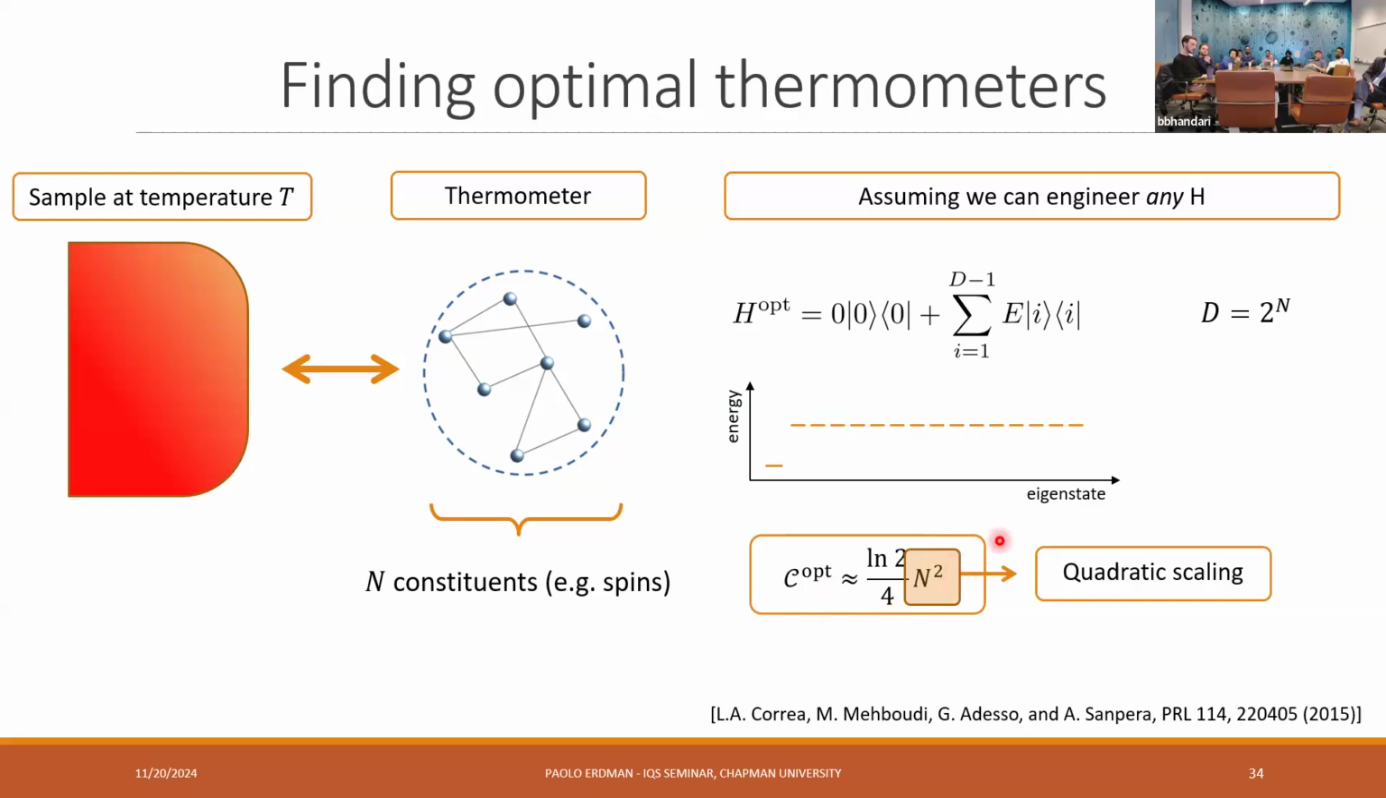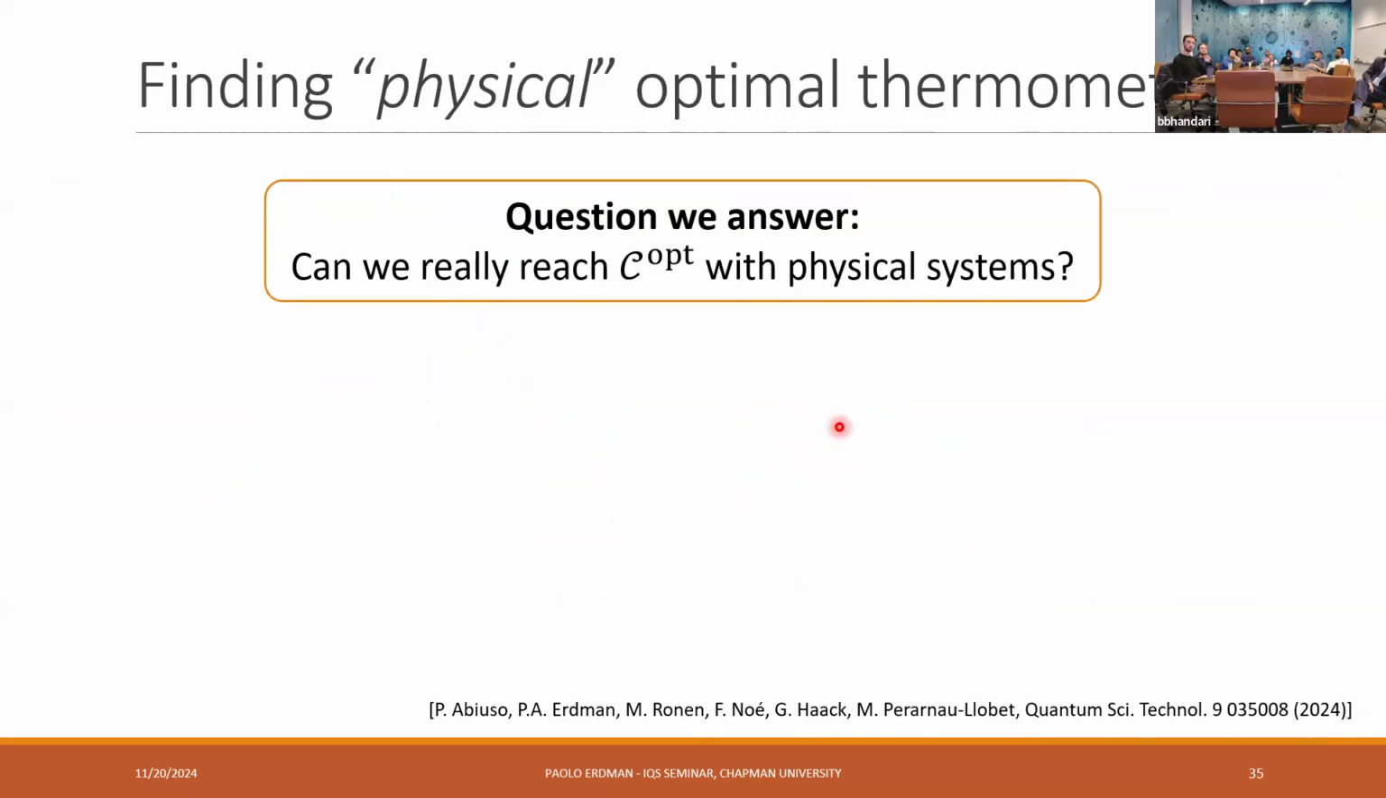But if you can engineer this Hamiltonian, you have this quadratic advantage. So you would have that the precision now increases with the square of the number of two-level systems. However, it's not clear how to engineer these interactions to get this type of spectrum here.